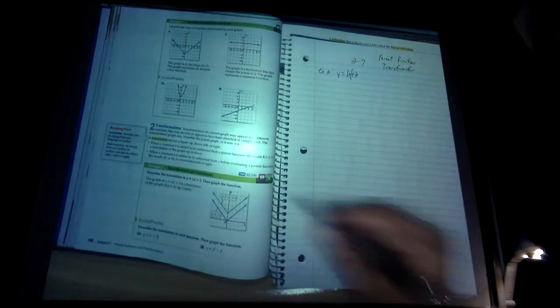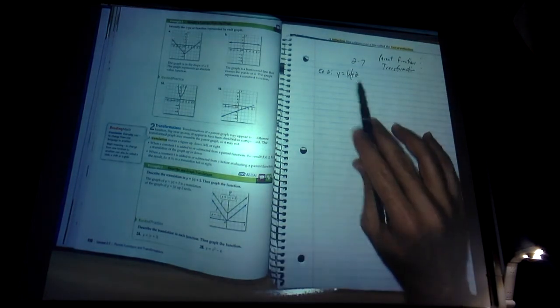Okay, and again, the title of today's lesson is Parent Functions and Transformations. So transformations means what happens to the parent function to give us a specific graph. All right, so it says to describe the translation and then graph the function.